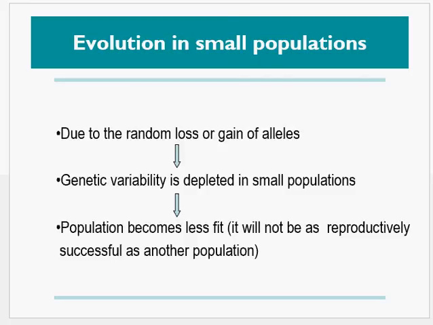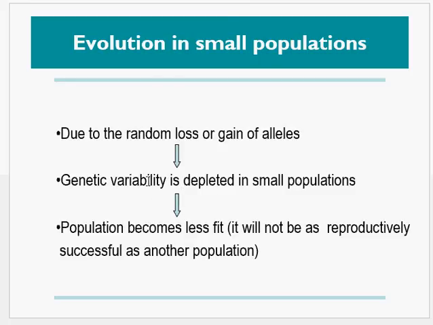All right, so through that process of random genetic drift, genetic variability is depleted in small populations due to random loss of alleles. So more and more genes become fixed with one allele, and heterozygosity of alleles within the genome becomes smaller and smaller. So genetic variability becomes smaller and smaller. Because genetic variability becomes smaller and smaller, the population will become less fit.